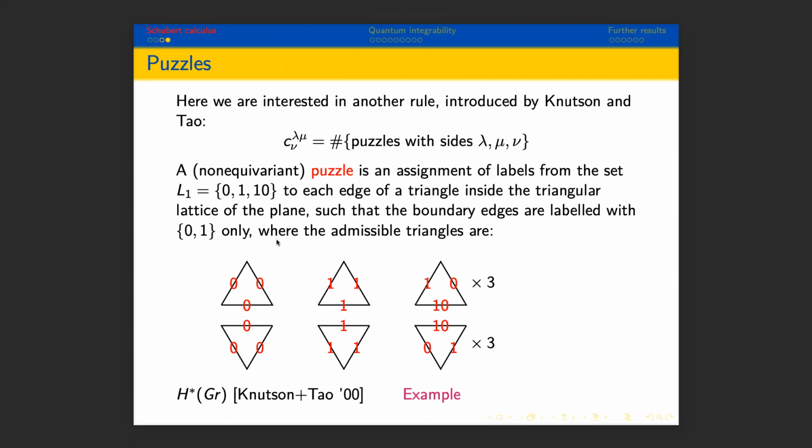So what are puzzles? Again, that's the part where usually I show examples rather than read all this text on the slide. Okay, well, we'll read the text on the slide for a change. A puzzle is an assignment of labels 0, 1, or 10 to each edge of an equilateral triangle, which itself is made of little pieces. So it's basically part of the triangular lattice, which forms an equilateral triangle. On the boundaries, you only have zeros and ones, which correspond to lambda, mu, and nu. So the three sides of the puzzles are labeled with the binary strings, and these sides can have zeros, ones, and tens, but only according to certain patterns, which are a bit magical. In fact, at the time, I think it was completely magical.